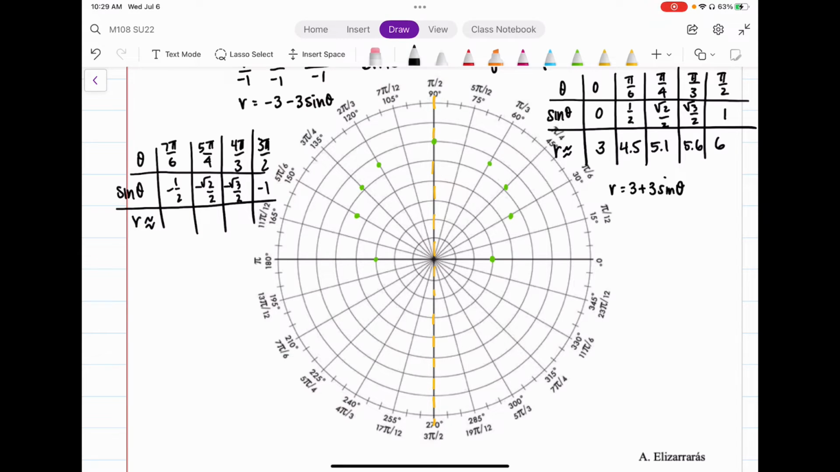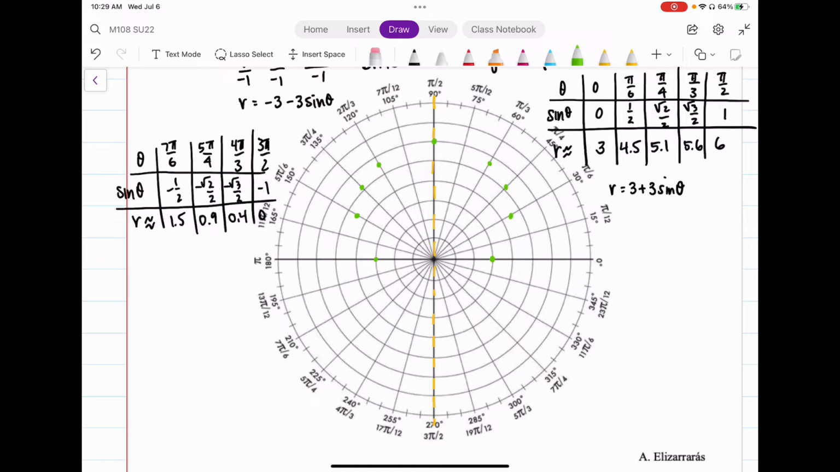3 plus 3 times negative 1/2 is 3 minus 3 over 2, which is 1.5. 3 plus 3 times negative root 2 over 2 is 0.9. 3 plus 3 times negative root 3 over 2 is 0.4. And 3 plus 3 times negative 1 is 3 minus 3, which is 0. So let's plot these points and use symmetry as well.